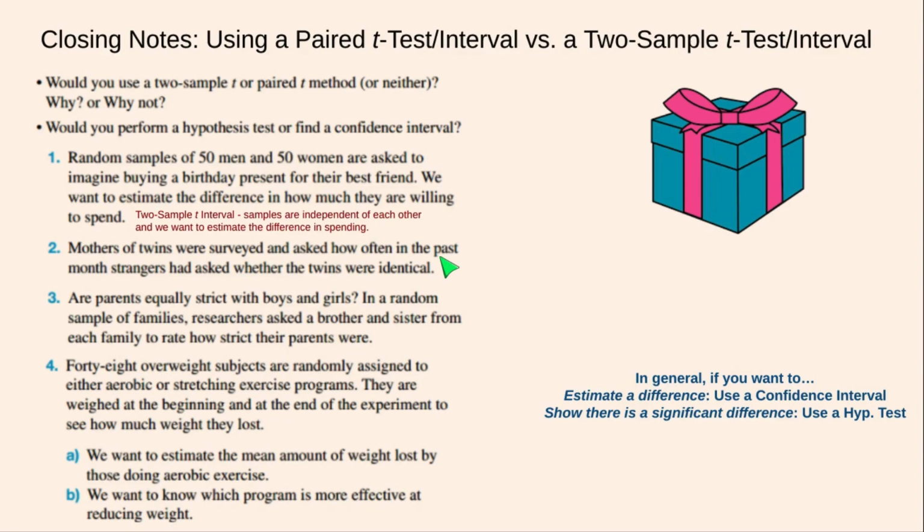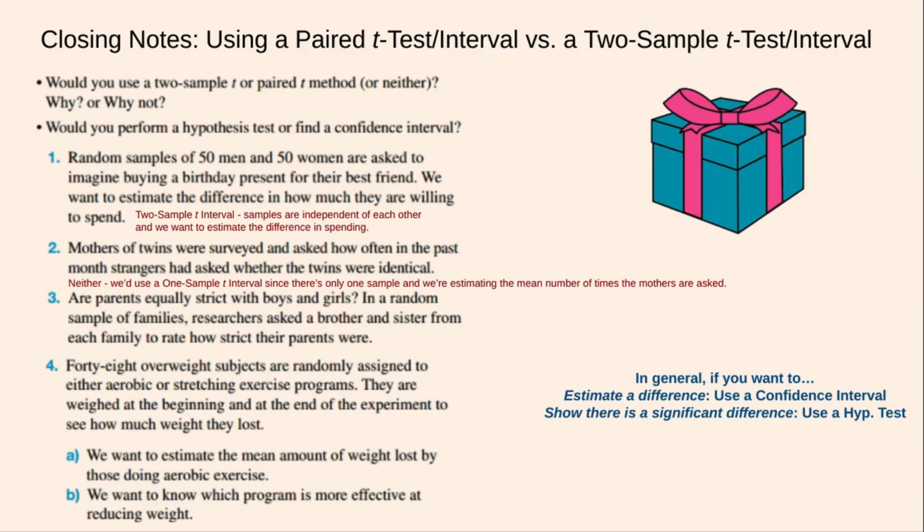All right, I'll assume we're ready to continue. The book threw us a curveball. We would use neither a two-sample T method nor a paired T method. We would want to actually use a one-sample T interval. There's only one sample, and we're estimating the mean number of times mothers are asked this question about their twins, okay? So, we actually would want to use a one-sample T interval because there's only one sample of individuals. Don't let the twins fool you. People are asking mothers, not the twins.